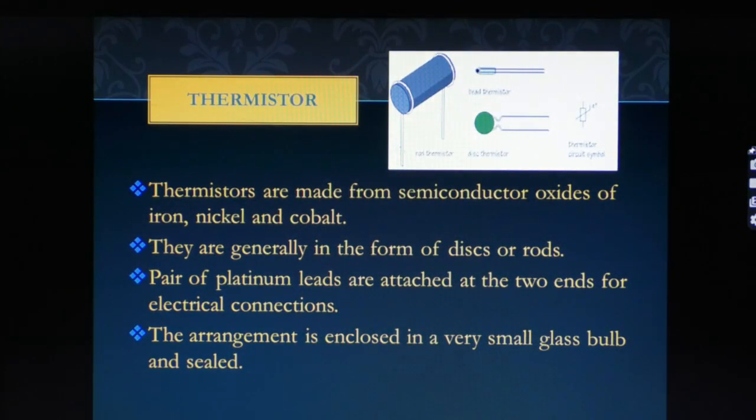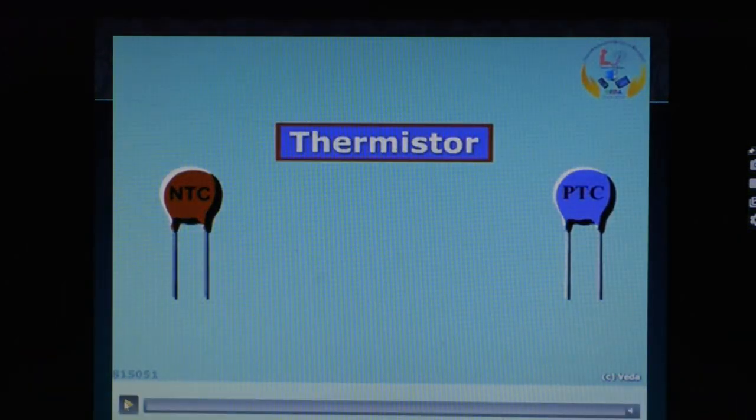Thermistors are made from semiconductor oxides of iron, nickel, and cobalt. They are generally in the form of discs or rods. You can see here in the given figure a cylindrical shape and rod, bead, and this side the symbolic representation of a thermistor when it is connected in the circuit diagram. You can see here a pair of platinum leads. These are attached at the two ends for the electrical connections. When we connect it in the circuit, we use such legs. The arrangement is enclosed in a very small glass bulb and sealed.